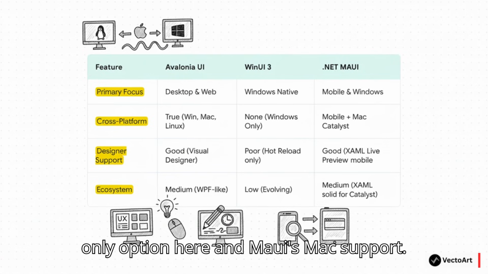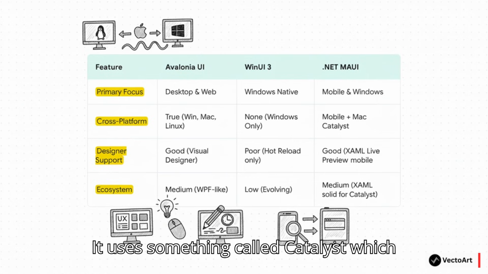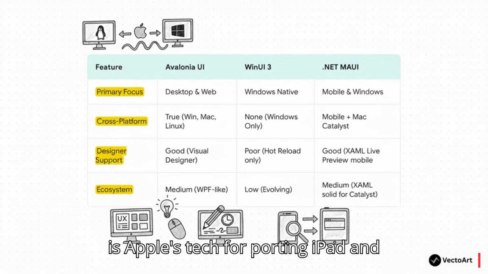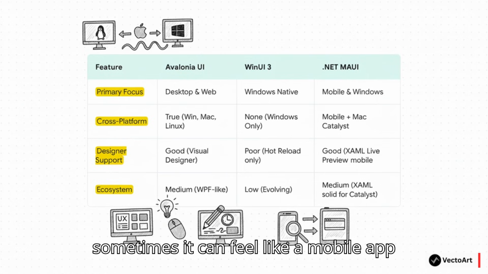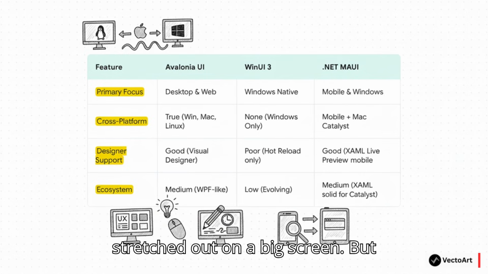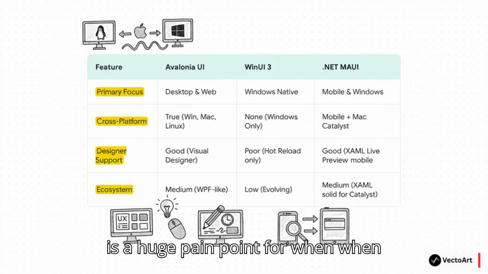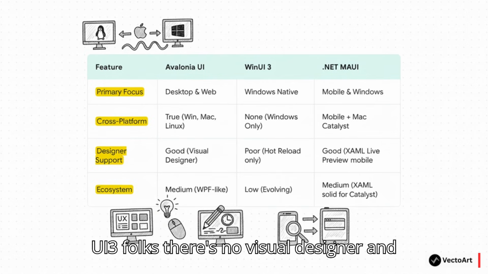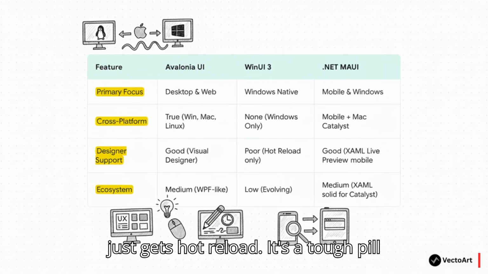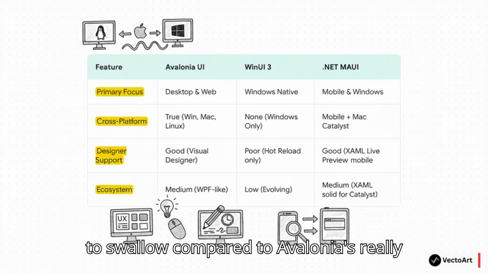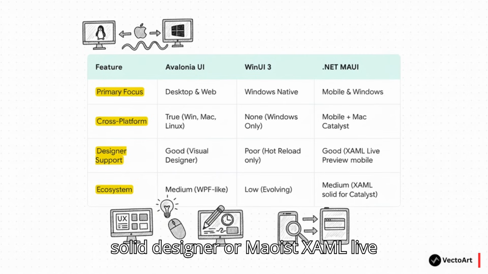And MAUI's Mac support uses something called Catalyst, which is Apple's tech for porting iPad apps, and sometimes it can feel like a mobile app stretched out on a big screen. But then look at the designer support. This is a huge pain point for the WinUI 3 folks. There's no visual designer, just Hot Reload. It's a tough pill to swallow compared to Avalonia's really solid designer or MAUI's XAML live preview.